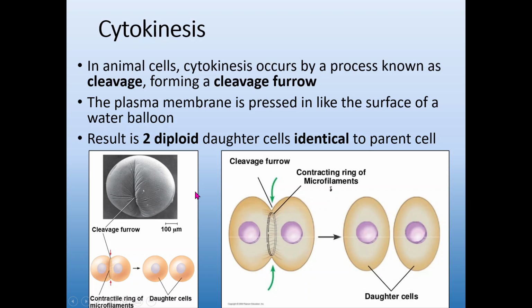So the result of this process is you will have two fully diploid daughter cells, and again, they are identical to the parent cell that you started with.